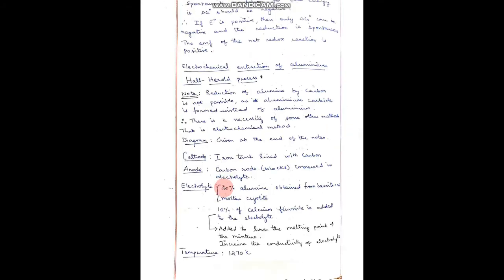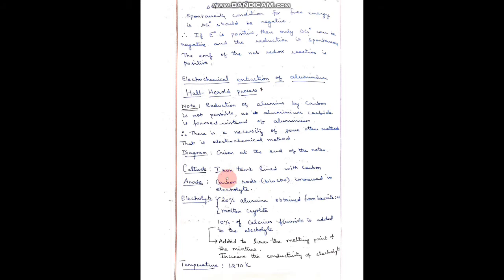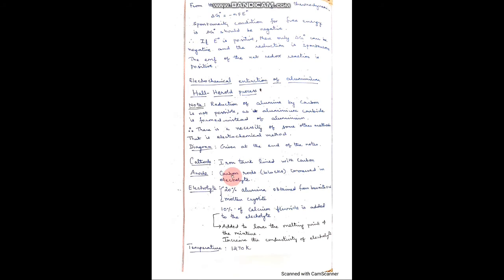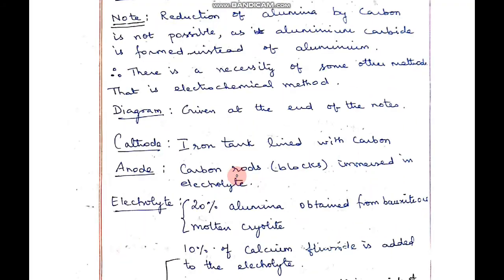You can see here we are taking a cathode which is an iron tank lined with carbon. That means you will have an iron tank, and inside that it will be lined with carbon. And you have the anode. You have seen just now in the diagram that the carbon rods are acting as anode. And we are going to have an electrolyte here. Electrolyte, generally we say, is the salt solution.